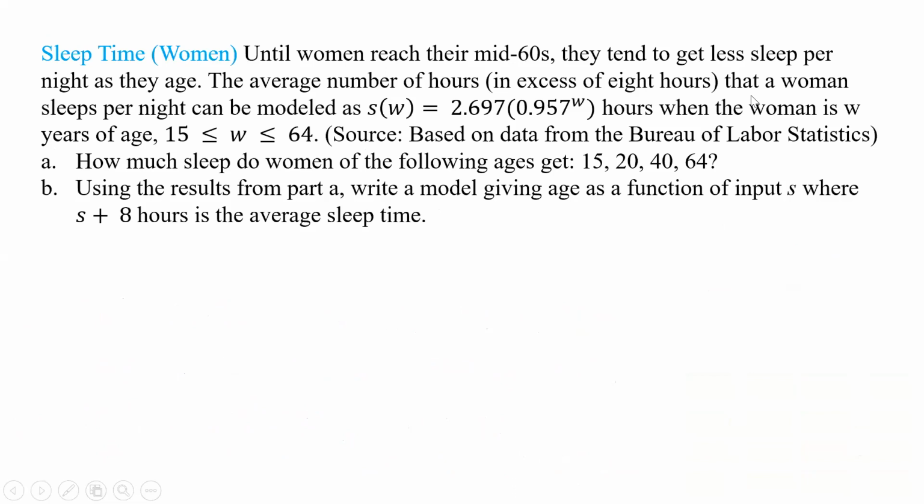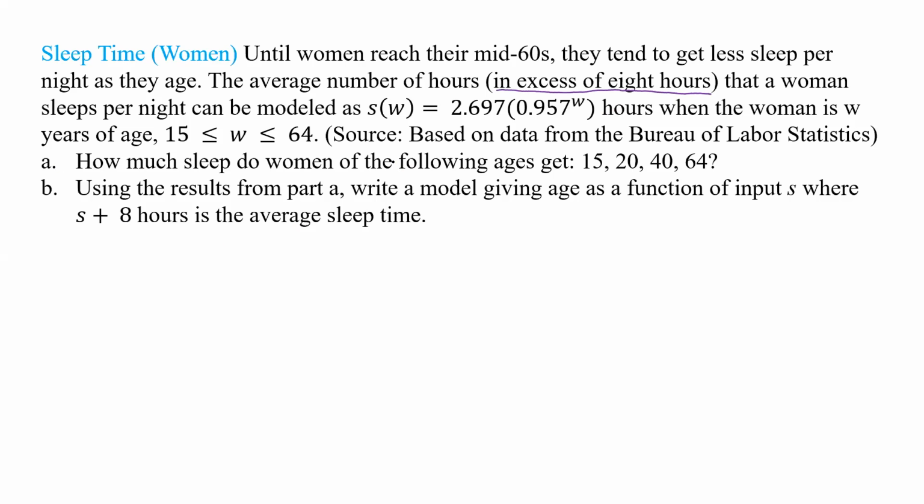All right, so now we're going to go to sleep time for women. We've seen this kind of thing before in one of the modules, and I don't remember if we actually came up with the exponential model for it, but until women reach their mid-60s, they tend to get less sleep per night as they age. The average number of hours in excess of 8 hours. So that's a key there, in excess of 8 hours, because this function doesn't give you the total, it's in excess of 8 hours. So you have to take that number plus 8. That a woman sleeps per night can be modeled with that, when the woman is between 15 and 64 years old.